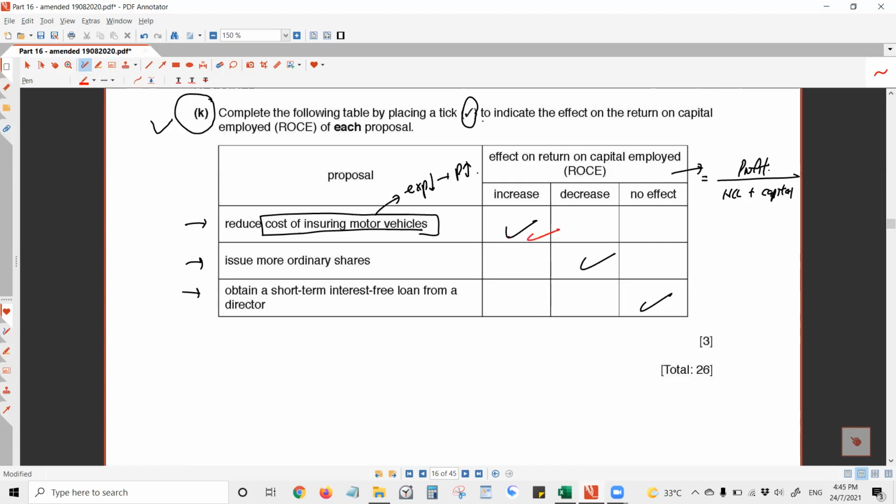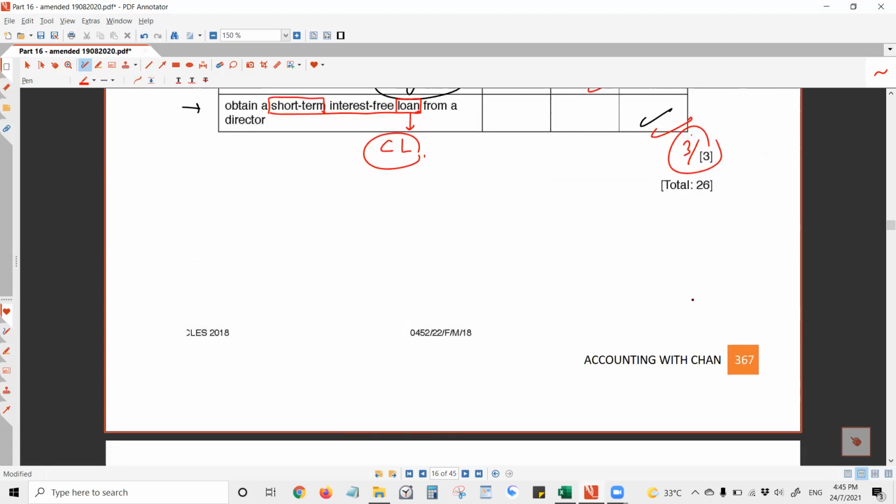Good. So increase. Issue more ordinary shares. This would make the equity increase, so therefore ROCE decrease. Correct. Last one, obtain a short-term interest-free loan. It's very lengthy, but focus on what it is about. It's about a loan. Loan is a liability, NCL or CL? It says short term, so this is current liability. So any effect? No, because there's no current liability in the formula, right? So no effect.